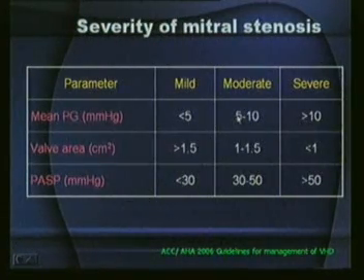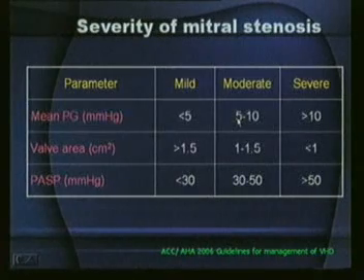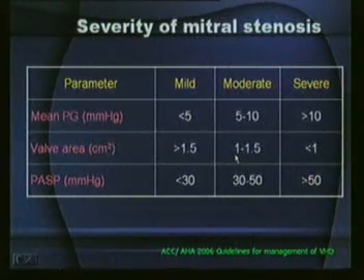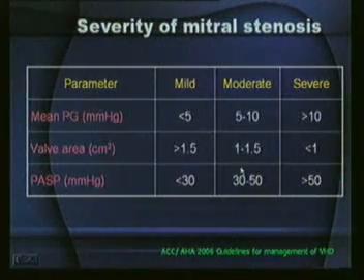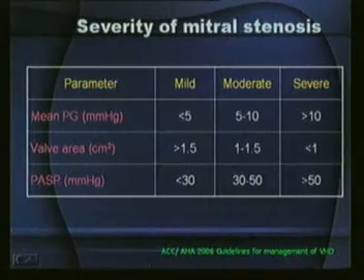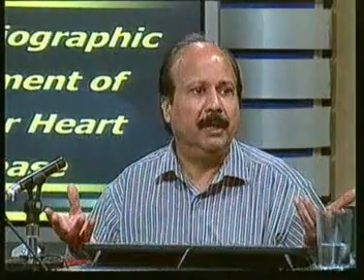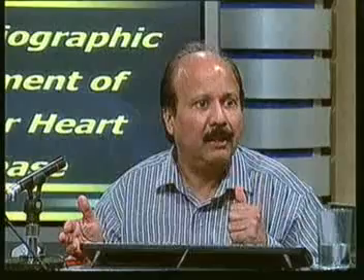He gets into the moderate range when the mean pressure is above 5 but less than 10. The valve area ranges between 1 to 1.5 and the PASP is more than 30 but less than 50. Done the echocardiography of this patient, who very likely may be a young girl, or follow-up. Naturally the parents will ask you, okay, sir, what do we do with the child now? And you say, all right, the patient has mild mitral stenosis, we will continue medical follow-up.